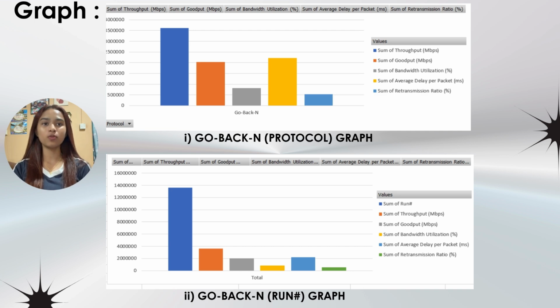The first part is Go-Back-N, which we split into two graphs: the protocol graph and the run graph. In the protocol graph, we can see the highest is the sum of throughput in Mbps, and the lowest is the sum of retransmission in percent. And for the run graph of Go-Back-N, we can see the highest is again the sum of throughput in Mbps, and the lowest is the same, the sum of retransmission.